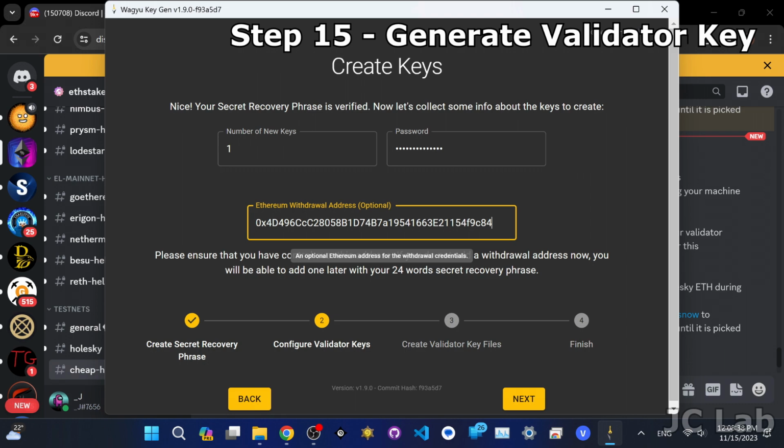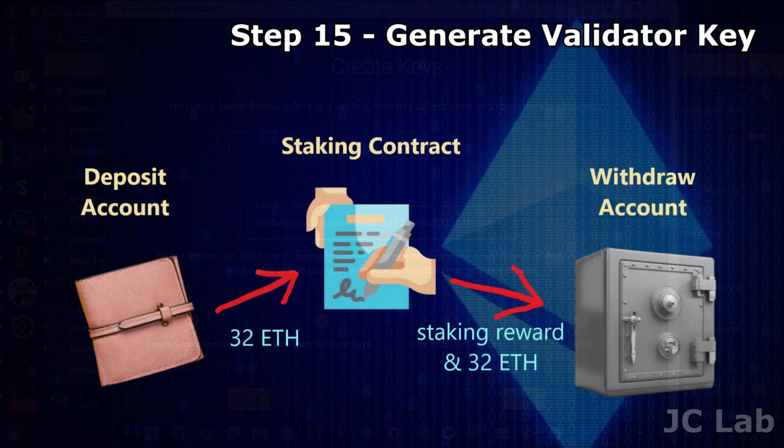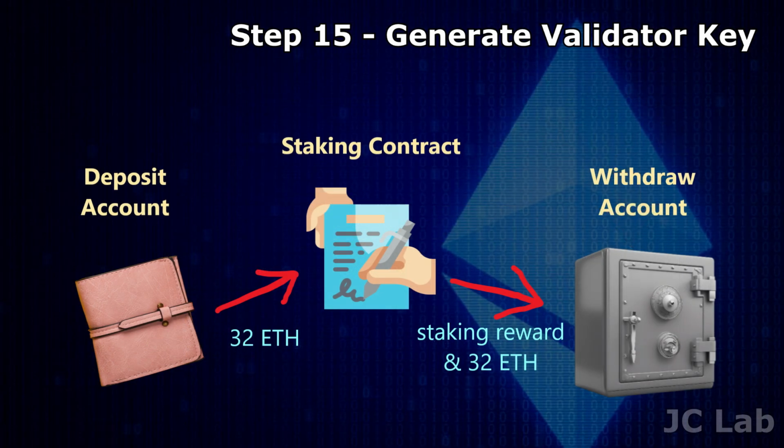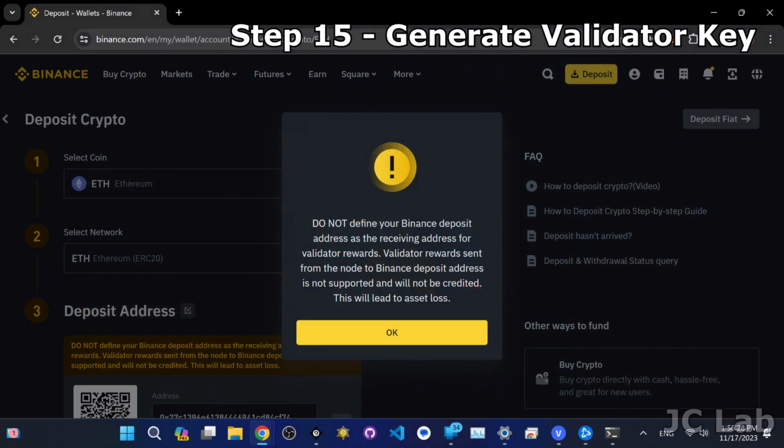When you do mainnet, make sure to use your own account as withdrawal address, otherwise you will lose 32 Ether and all staking reward. Also, do not use Exchange Wallet as withdrawal address. Some exchanges make it super clear. But even if they didn't say, don't do it. You must have the seed phrase of the withdraw address.